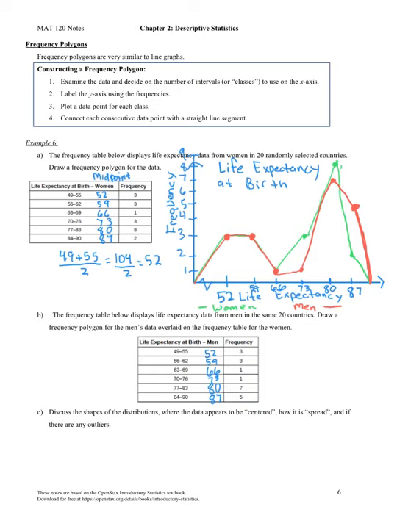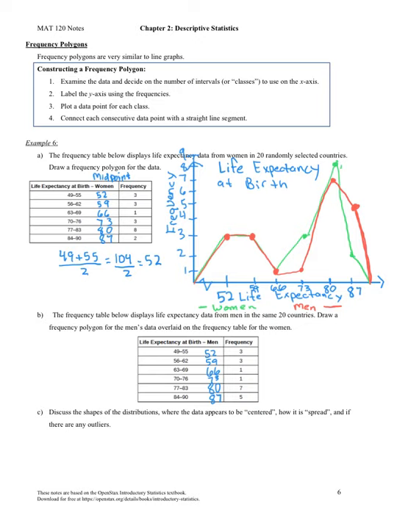Letter C asks us to discuss the shape of the distribution. And here we'll notice that our data is skewed more toward the left, whereas the life expectancies, the majority of them, seem to occur off at the right here. So we have skewed left for both of these. It doesn't look like we have any outliers here.